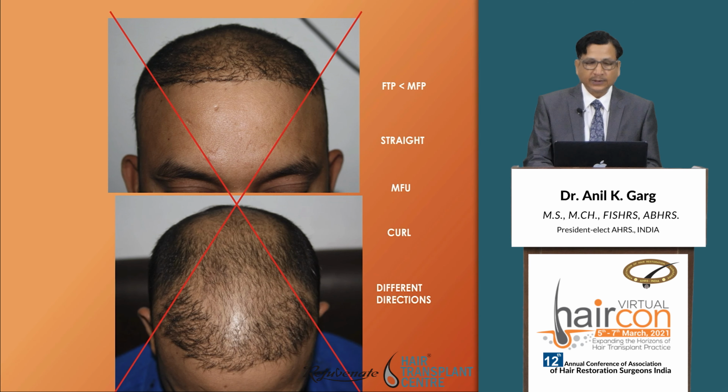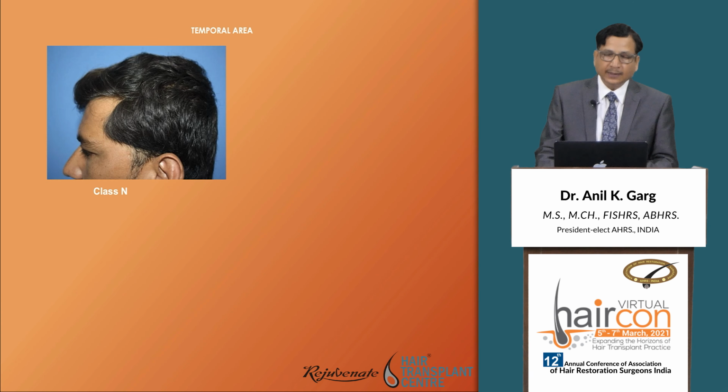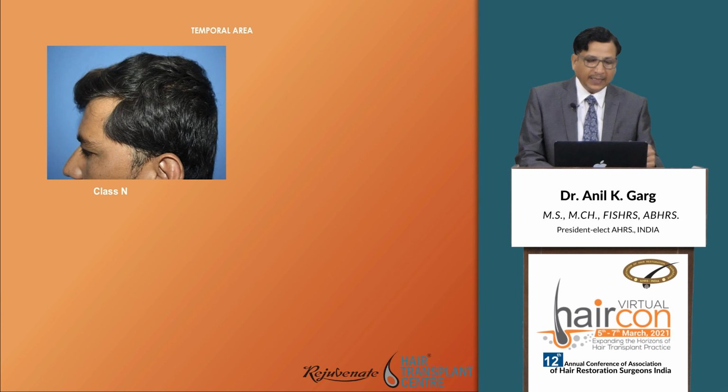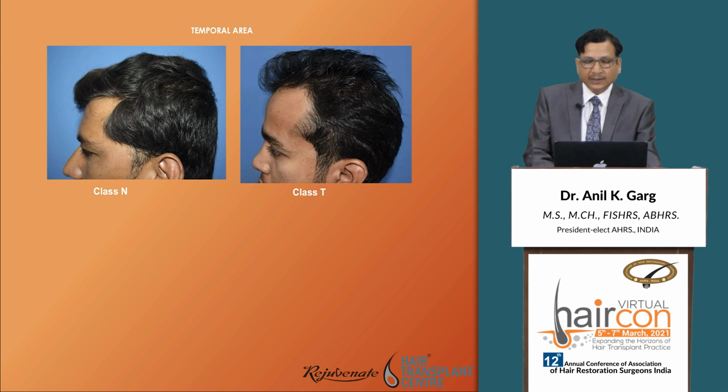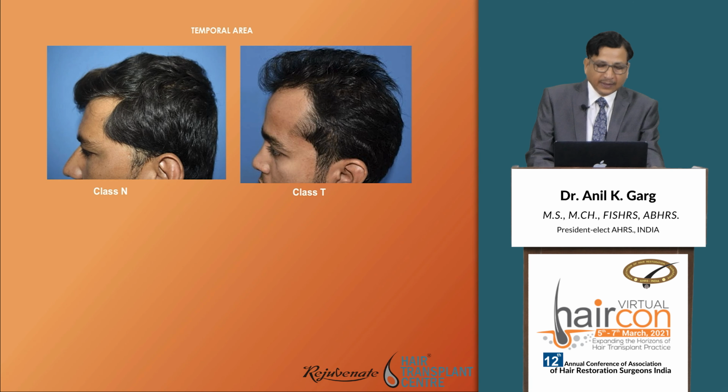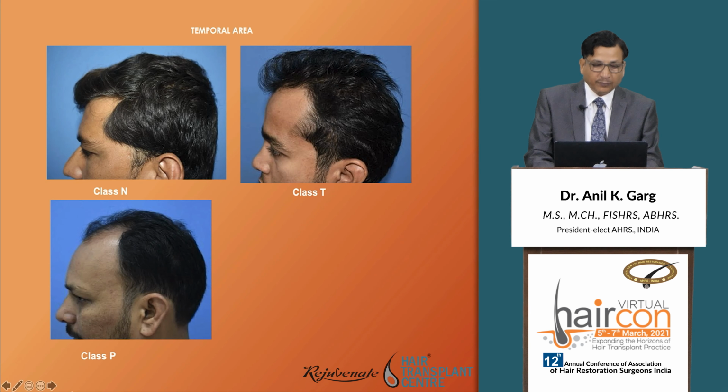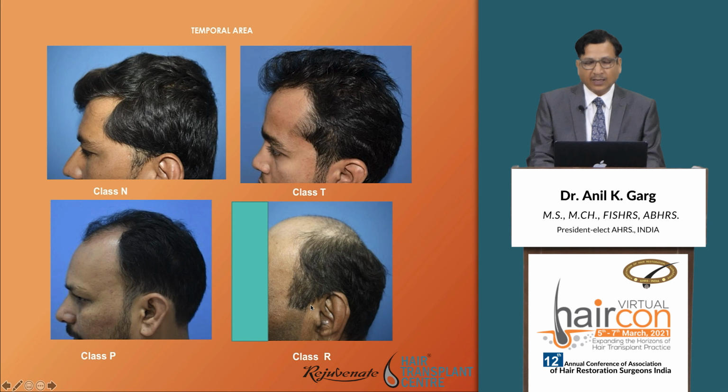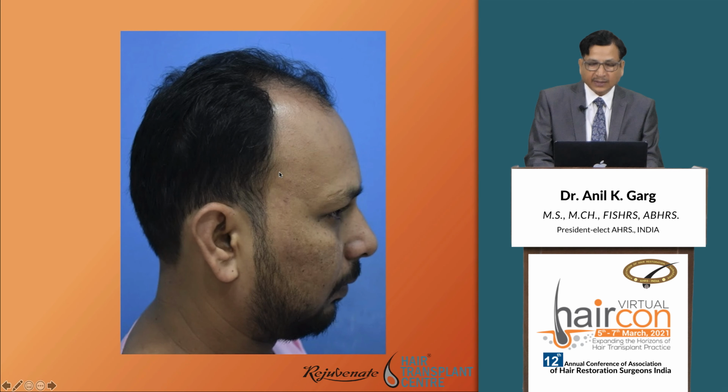So don't do this. Now the temporal area classification: class N is the normal, then there is thinning, T class, then the temporal fringe can be in a vertical line to the sideburn, so it is P class, and further receding makes the class R. In the last, P and R classes, they need reconstruction, and T needs medical management. So let's see this classification.